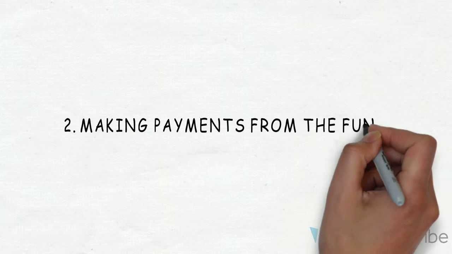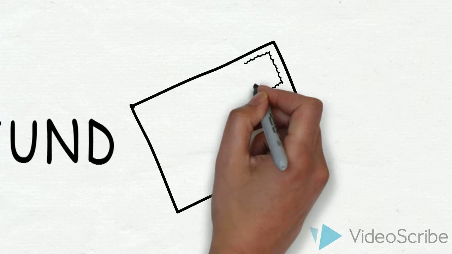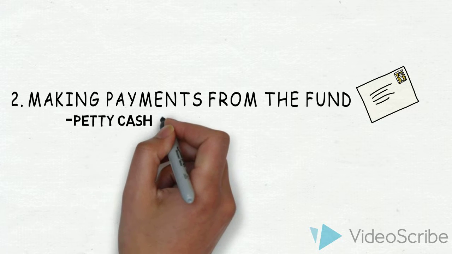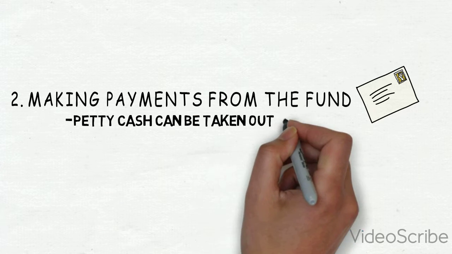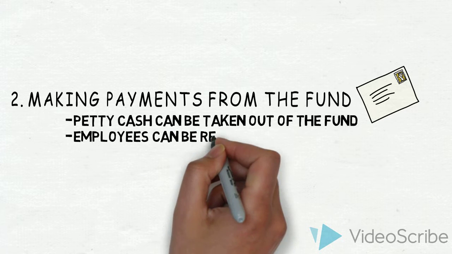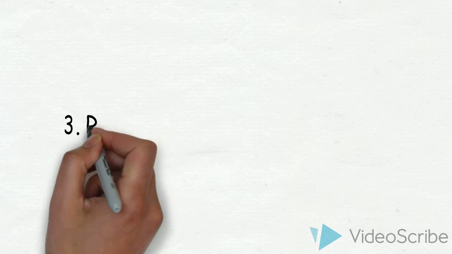Step 2. Making payments from the fund. After we've established the fund, we use the petty cash to pay for our minor expenditure, such as our postage stamps. Payments can be made in two different ways. Either we can take petty cash directly from the fund, or employees can seek reimbursement from the fund for purchases they have made.